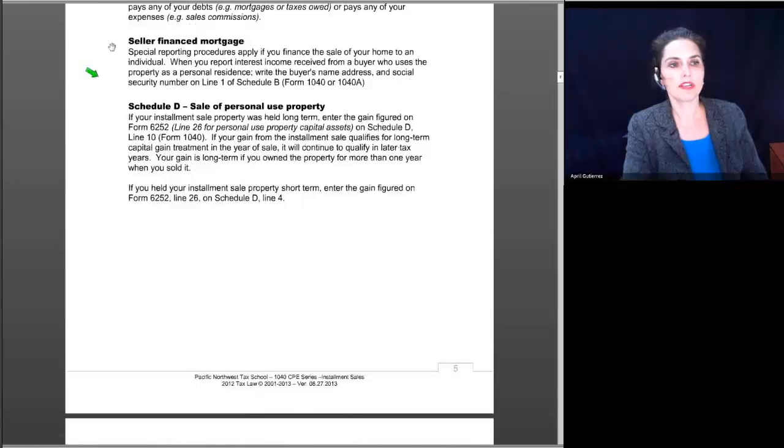Seller financed mortgage. Special reporting requirements apply if you finance the sale of your home to an individual. When you report interest income received from a buyer who uses the property as a personal residence, write that buyer's name, address, and social security number on line 1 of Schedule B of your Form 1040 or 1040A, and I'll show you what I mean by that in just a minute.